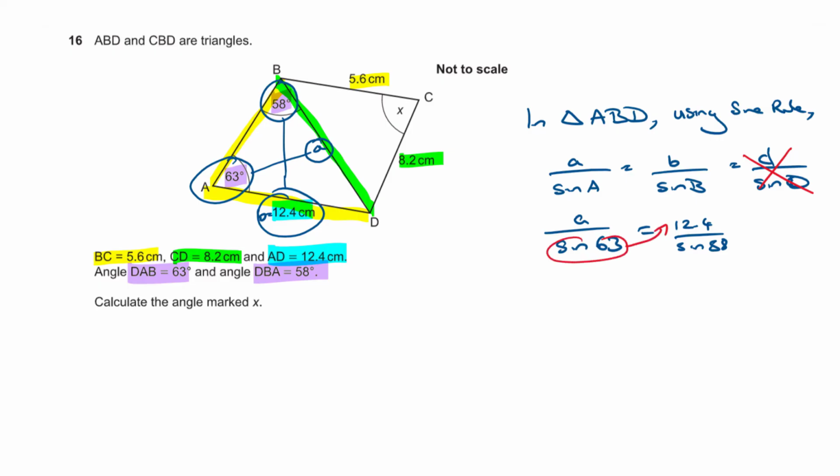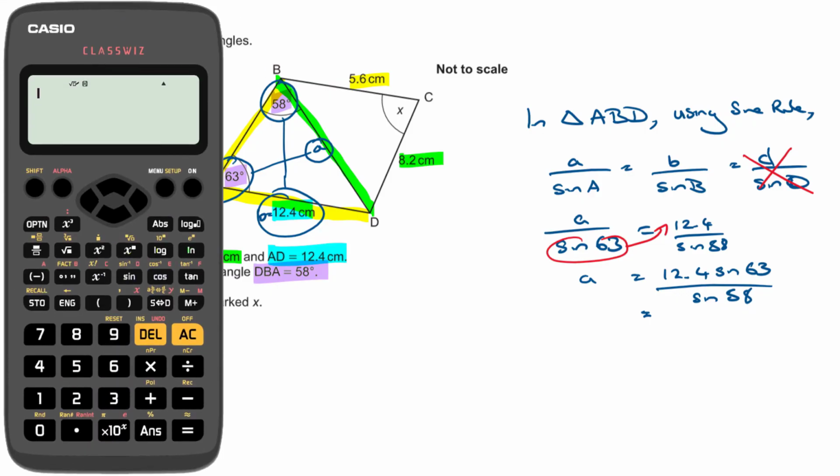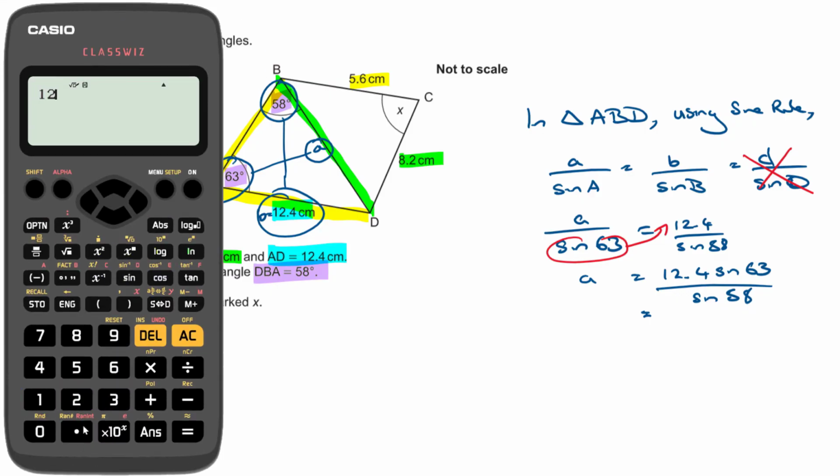So I'm going to get A equals 12.4 sine 63 divided by sine 58. Okay, so just a matter of tapping that into the calculator exactly as it is. Just check that your calculator is in degrees. You've got the little D displayed somewhere. If you accidentally set your calculator to radians, that would be very, very sad.